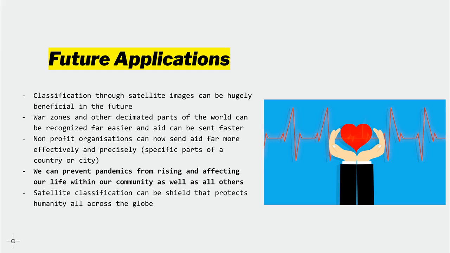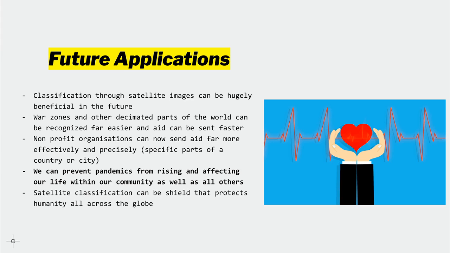Not to mention that there are many people in the Loudoun area who give to charity, and so being able to know exactly what places of the world need aid the most would be very useful for Loudoun County based charity organizations. And satellite classification can also be a shield that protects humanity all across the globe.